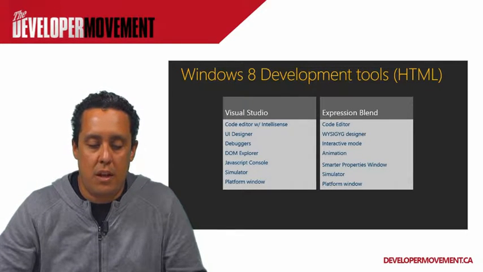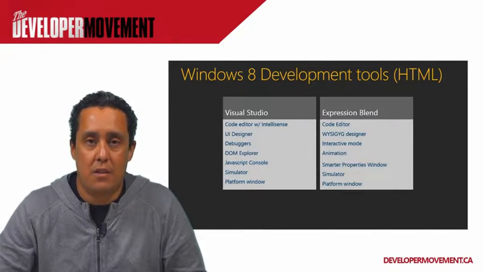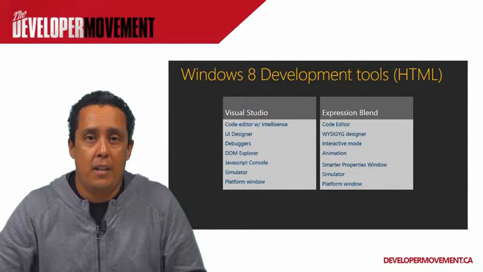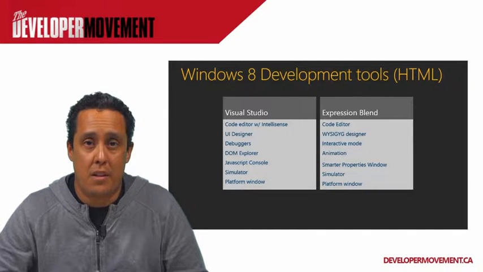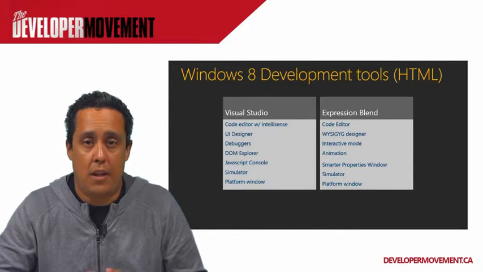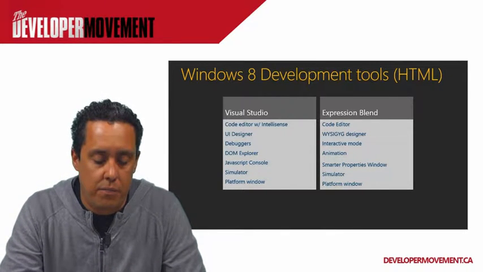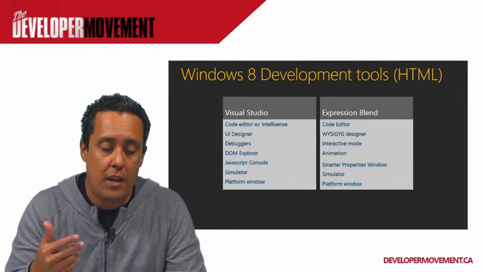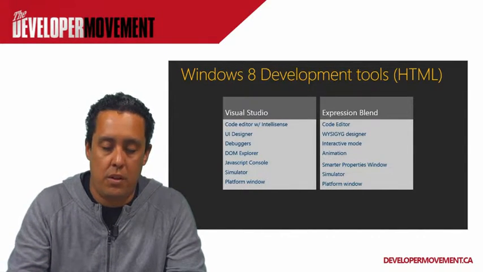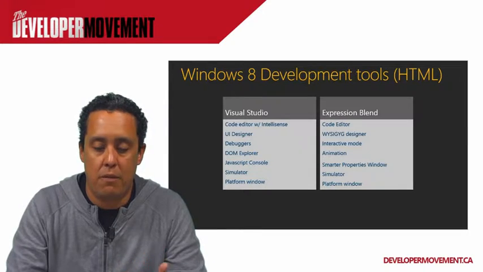But with Visual Studio, you get the JavaScript console, the simulator, the DOM Explorer, debuggers, and Expression Blend. You do have the interactive mode, which is really great. You get the live DOM, the CSS editors, and all those things. The CSS editor is really great if you're not familiar with CSS. It'll allow you to get familiar with all the CSS attributes that are available to you.